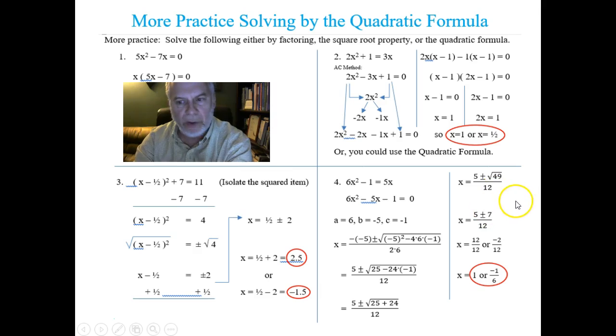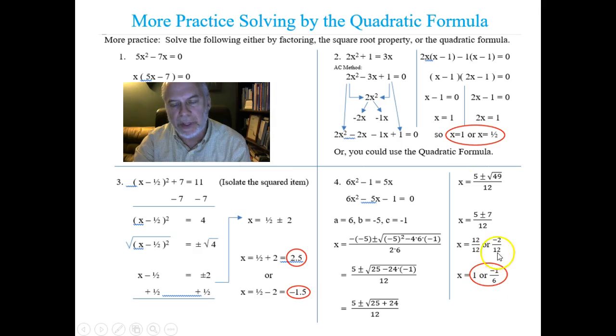Now, you know that the square root of 49 is 7. So 5 plus or minus 7 over 12. Now 5 plus 7 is 12. So 12 over 12, which gives you 1. Or 5 minus 7, that's negative 2 over 12. But negative 2 over 12 reduces to negative 1 over 6. So your two solutions are 1 and negative 1/6.